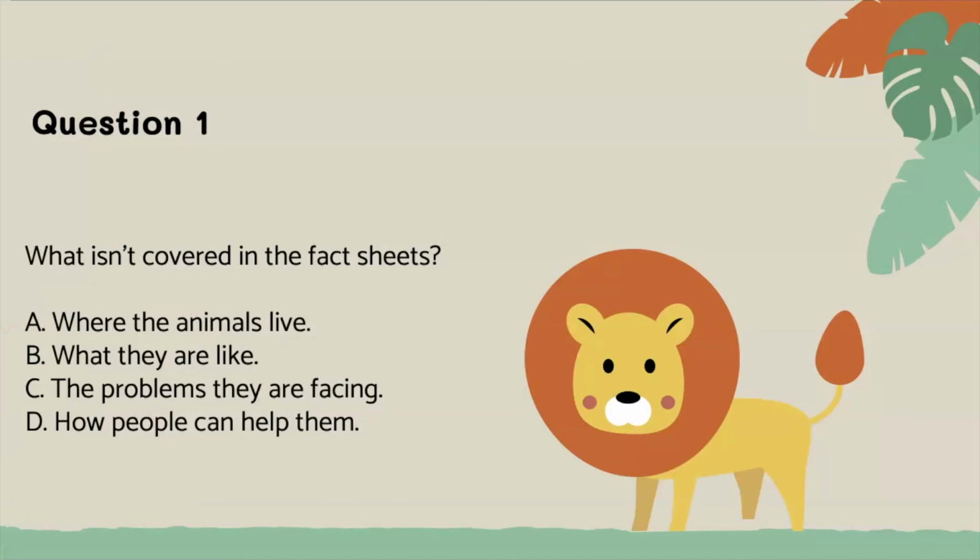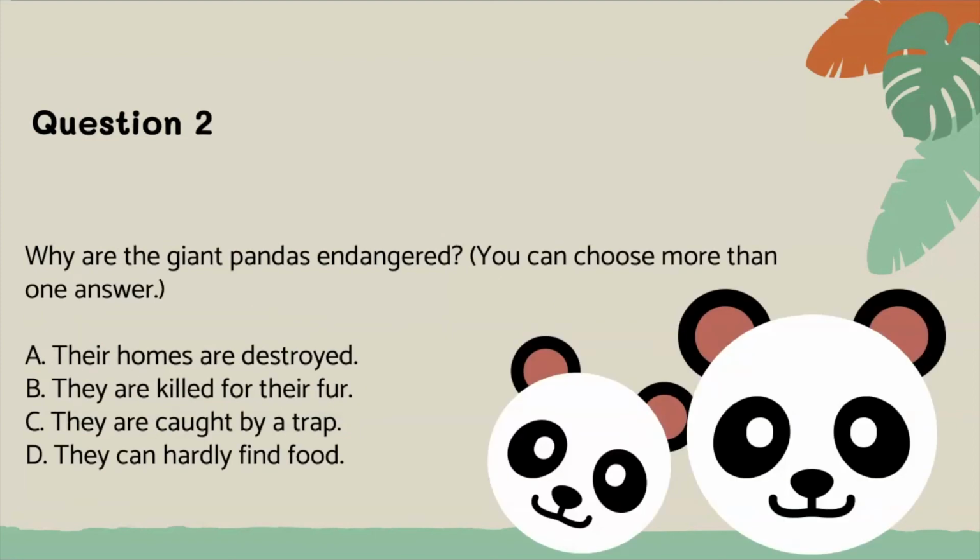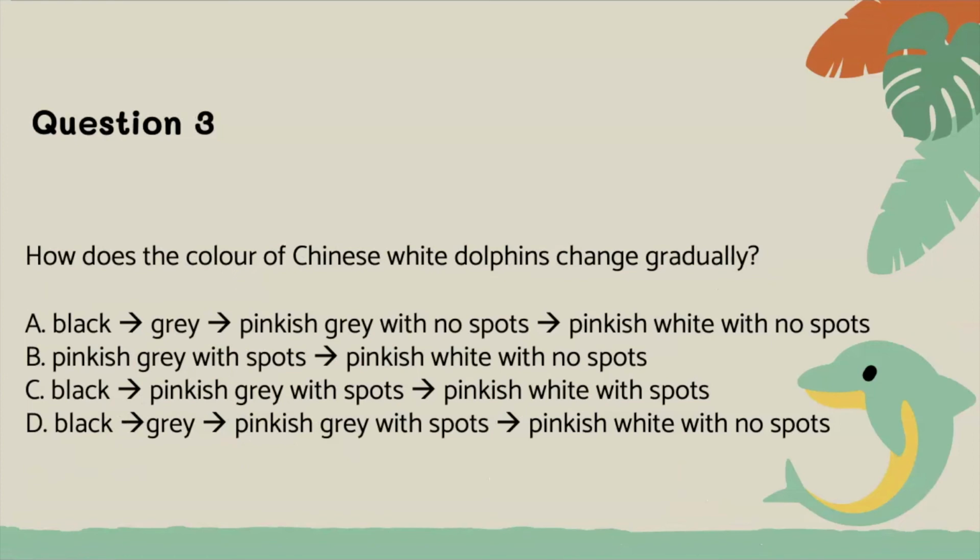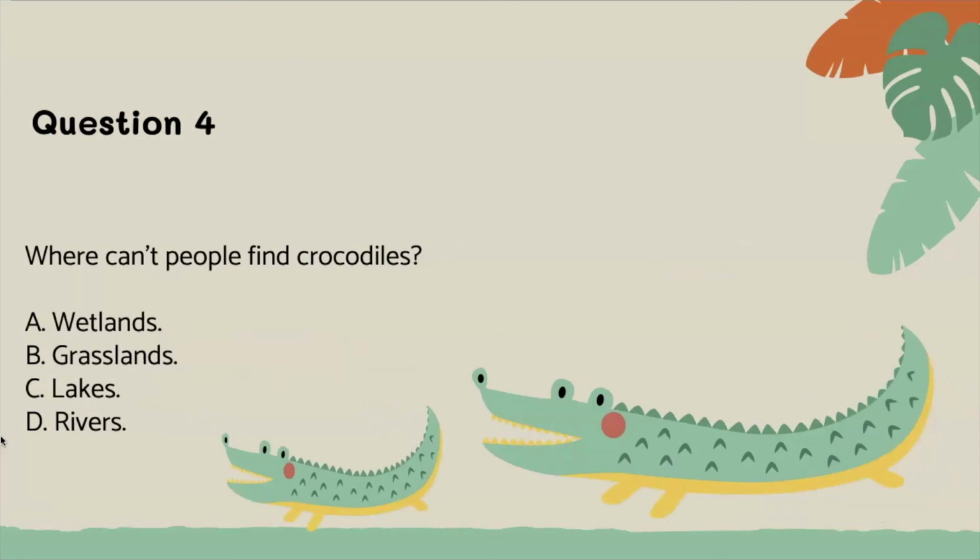Question 1. What isn't covered in the fact files? Yes, you're right. Question 2. Why are the giant pandas endangered? You can choose more than one answer. Did you get the correct answer? Question 3. How does the color of Chinese white dolphins change gradually? Did you get it right? Here comes question 4. Where can't people find crocodiles?